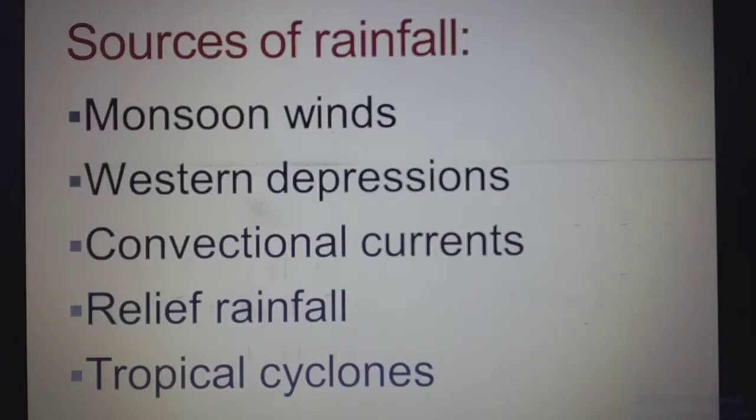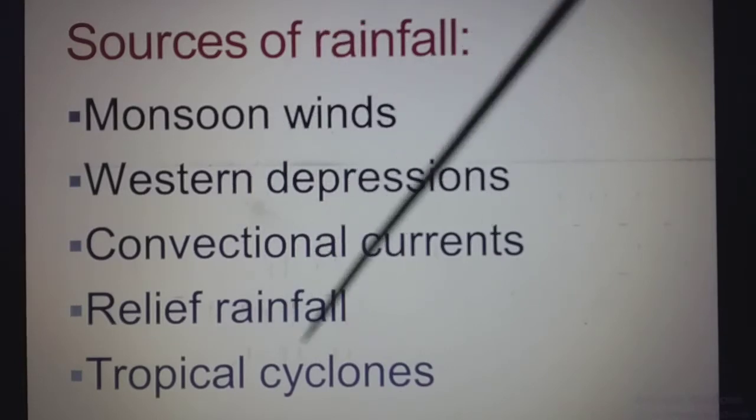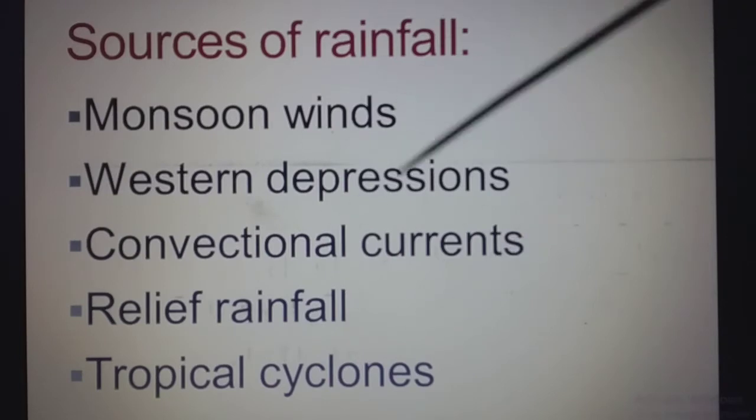The sources of rainfall in Pakistan: it's the monsoon winds, western depressions, convectional currents, relief rainfall, and tropical cyclones. We'll be looking at each one separately.